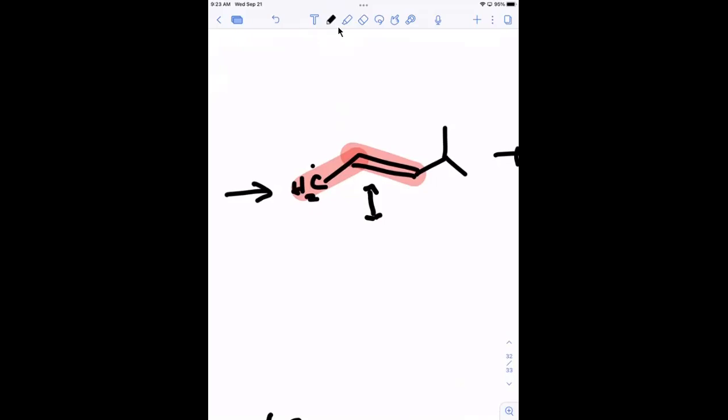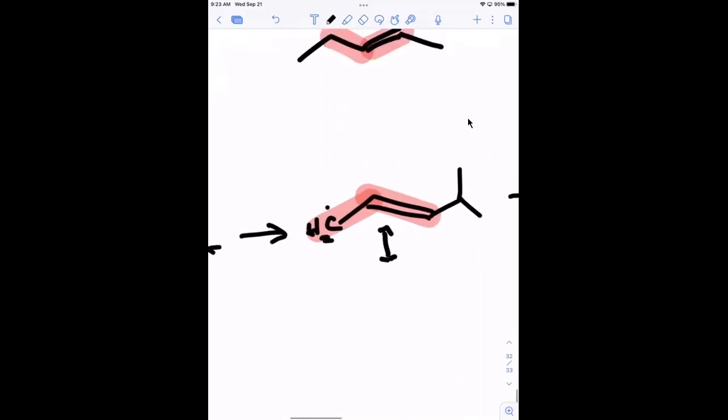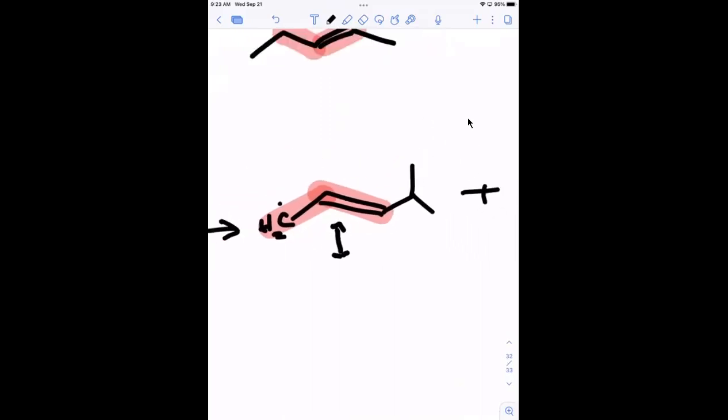The double bond would take the place of the radical on that carbon. Okay, now we're going to show that. You're right, I agree with you 1000%. How are we going to show it? In other words, what are my arrows going to look like?